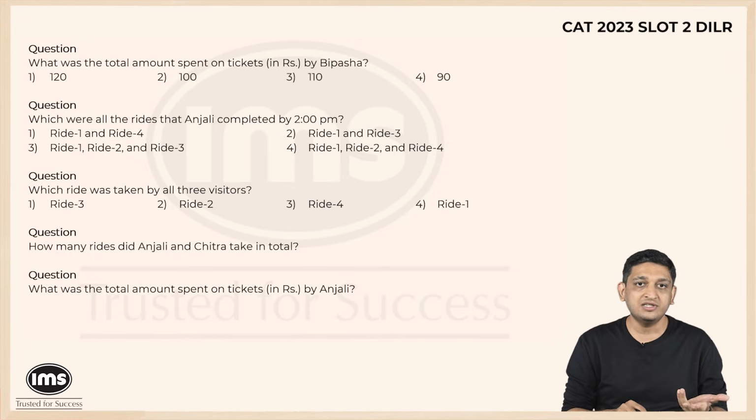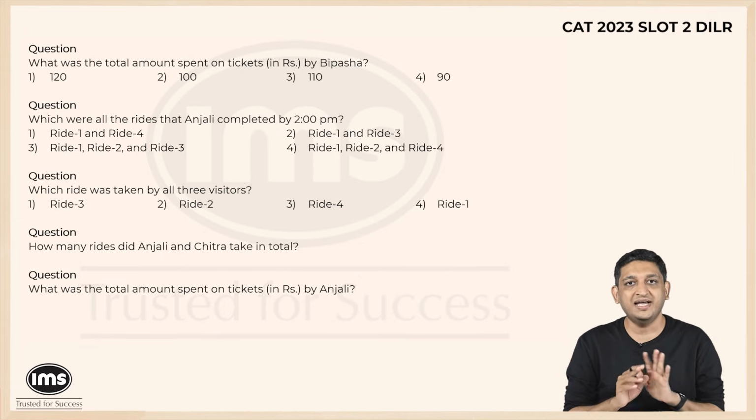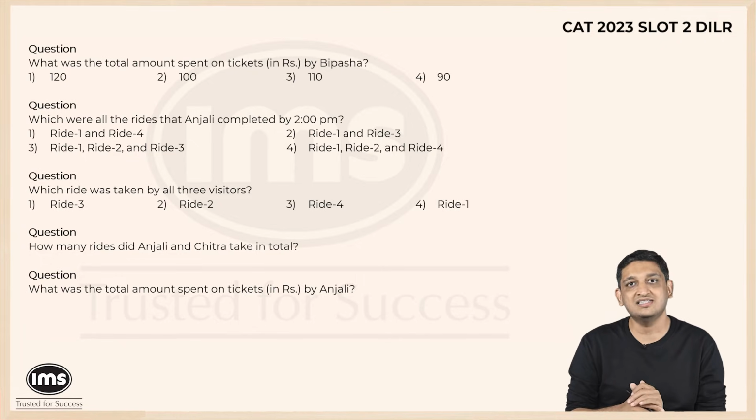Which ride was taken by all 3 visitors? Again, a proper question wherein I know that I am going to get one single answer. How many rides did Anjali and Chitra take in total? I know it's a numeric question, one answer. What was the total amount spent by Anjali? One answer. So I know that I am going to get one nice case at the end, which will satisfy all the conditions that have been given to us and which will give us answers to all these questions. So that way it was a very nice set.